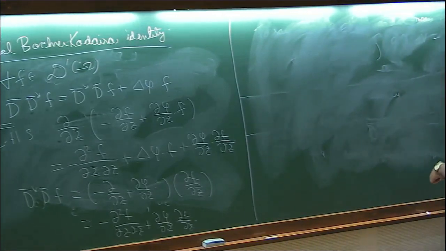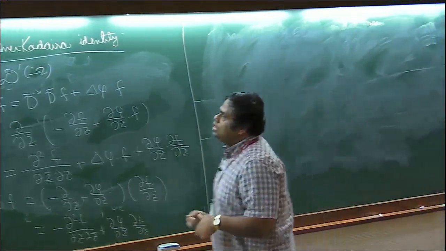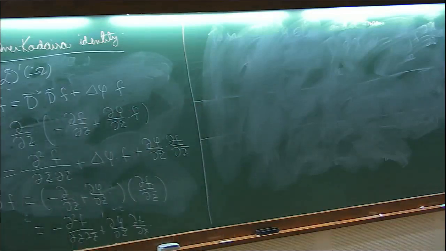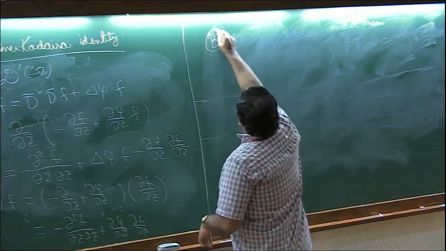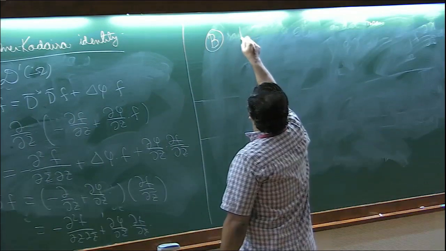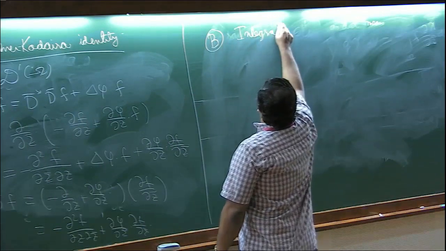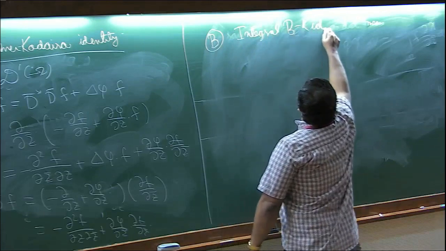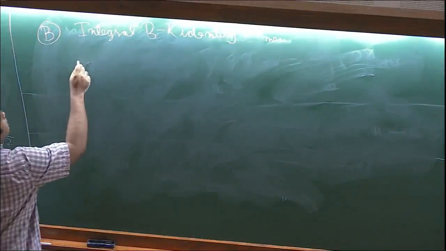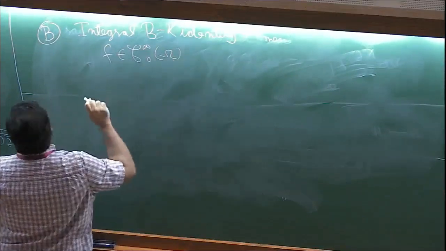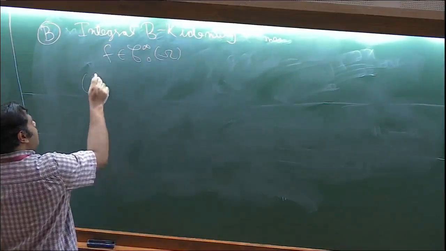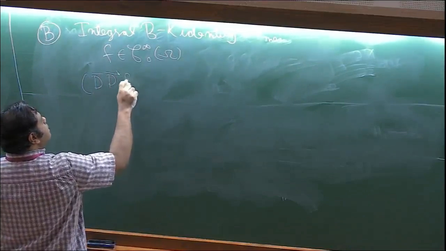From this, I see the following. So I'll call this step A. All these steps we will go over again in several variables so that we know what we are talking about. So I will call this the integral Bochner-Kodaira identity, which is also very simple in this particular case. So let us take this formula, call it 1, and take a function f, which is C infinity with compact support on omega, and take the inner product on both sides with this f.